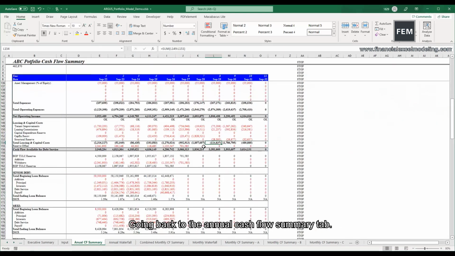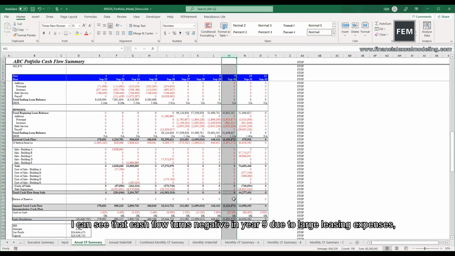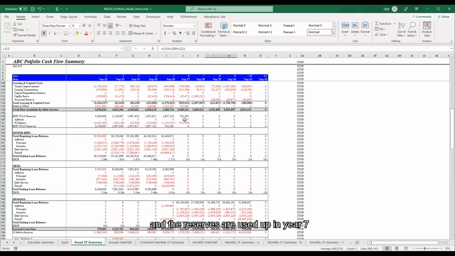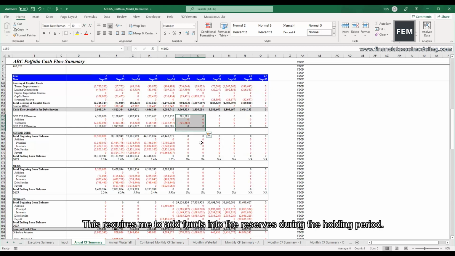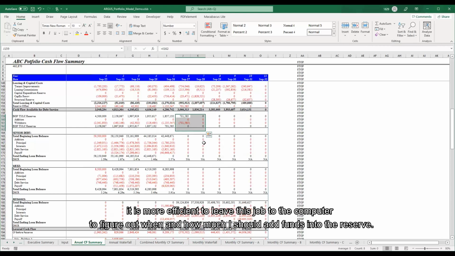Going back to the annual cash flow summary tab, I can see that cash flow turns negative in year 9 due to large leasing expenses, and the reserves are used up in year 7. So there is not enough reserve to cover the cash shortfall in year 9. This requires me to add funds into the reserves during the holding period. Because of the complex nature of this task, it is more efficient to leave this job to the computer to figure out when and how much I should add funds into the reserve.